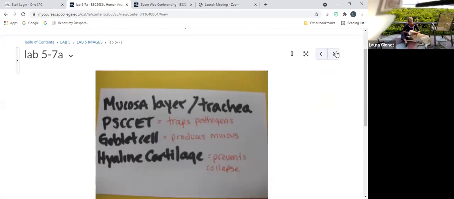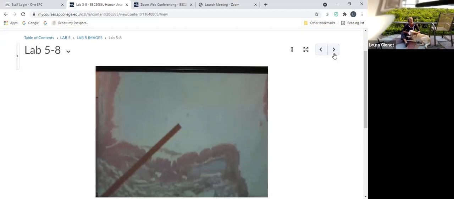And then when we look at this other picture, I will point it out to you. So it's the trachea, the mucosal layer, simple pseudostratified ciliated columnar epithelial tissue. Traps pathogens, warms and moistens air. The goblet cell produces mucus, and the hyaline cartilage helps maintain a patent airway or prevents collapse. So wherever you have hyaline cartilage along this pathway, it just keeps the tube from being crushed.